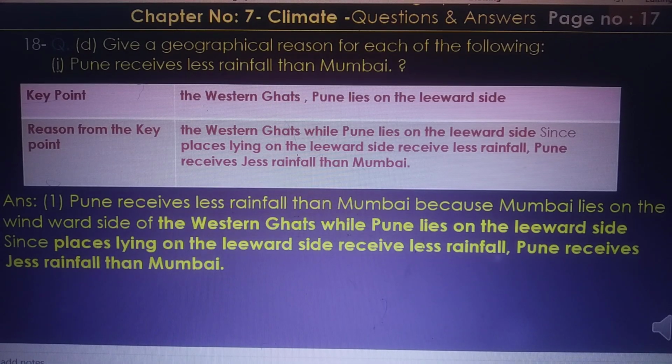And question number 18. Pune receives less rainfall than Mumbai. What is the key point? The Western Ghats, Pune lies on the leeward side. The reason from the key points: the Western Ghats mountains, while Pune lies on the leeward side. Since places lying on the leeward side receive less rainfall, Pune receives less rainfall than Mumbai.